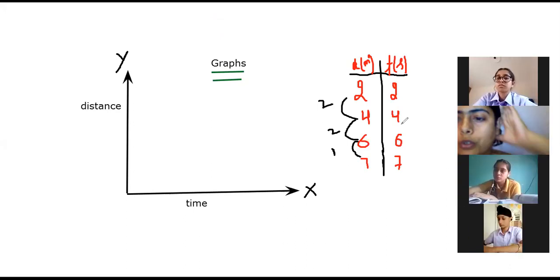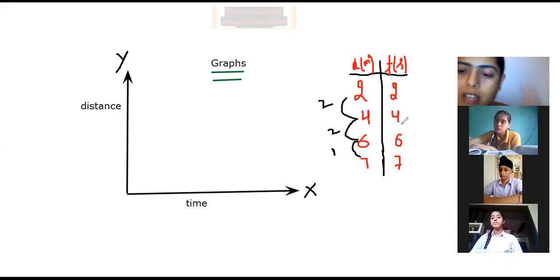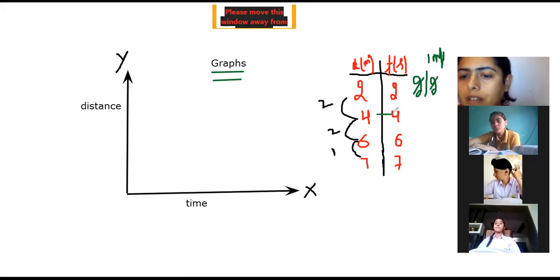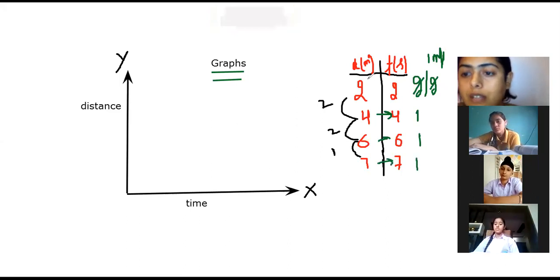Just by saying 2 to 1, we can't say this is non-uniform. Non-uniform means there has to be non-uniformity. But if you look here, 2 meters covered in 2 seconds. So when you cancel it, what is the speed in this case? 1 meter per second. 2 ones are 2, 2 ones are 2. Then 4 meter 4 second, again the speed is 1. 6 meter 6 second, again the speed is 1. 7 meter 7 second, again the speed is 1. So there is no variation. So this is the uniform motion.